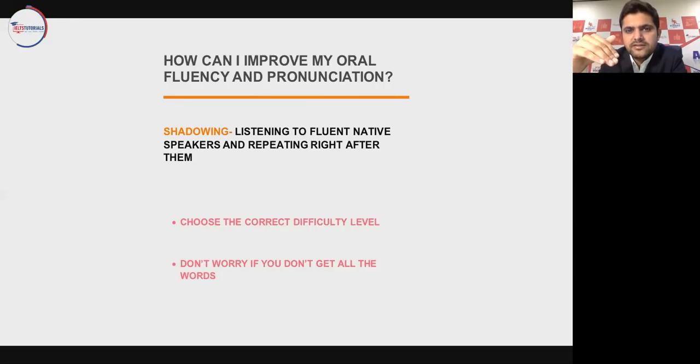So choose the correct difficulty level. Don't choose something very simple, don't choose something very difficult. For example, if you are an IT engineer, and you just start listening to simple talk related to networking that you are aware about, that you have a very good idea about, that would not add anything to your actual ability for PTE, because in PTE you do not know what audio you're going to listen to. I mean, what would be the content of the audio that you're going to listen to next.